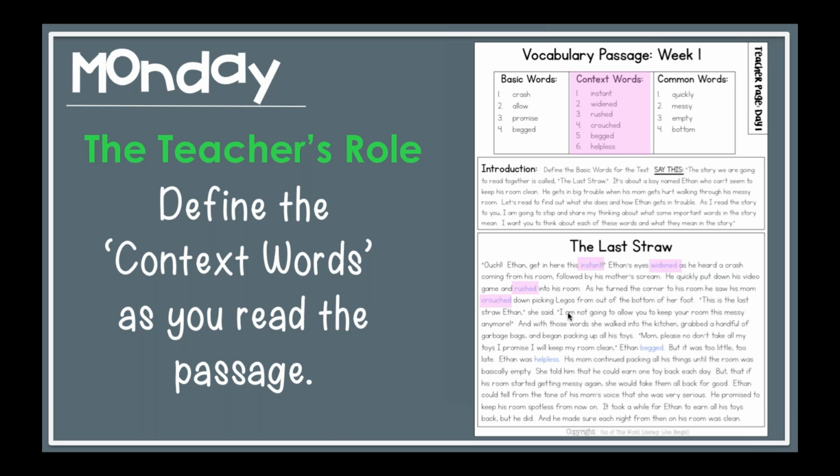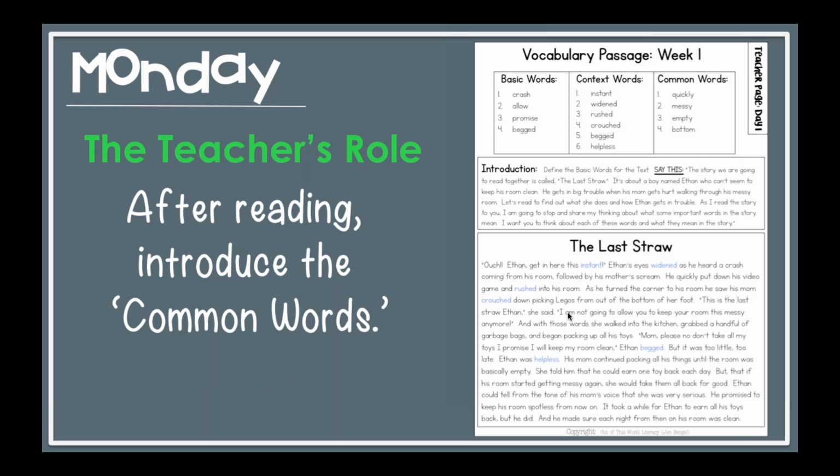There's no picture in your mind when you say that. But when you read it in the context of the story, you can picture what crouch looks like. And so that's why the kids can really just take ownership and remember these words so much better. Every week you have 6 context words, which are tier 2 words.